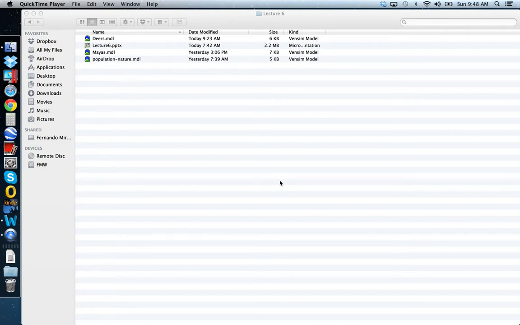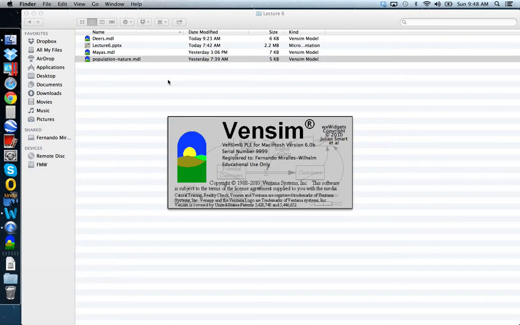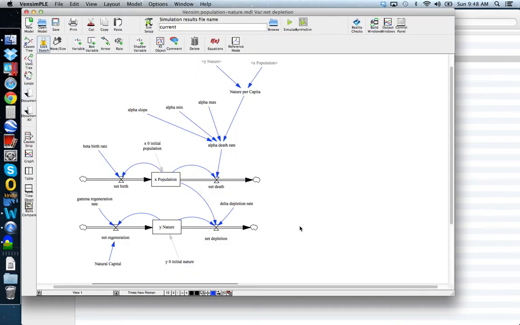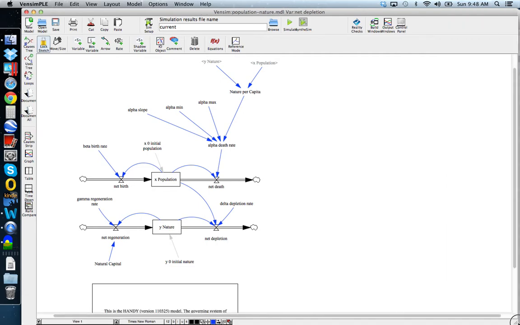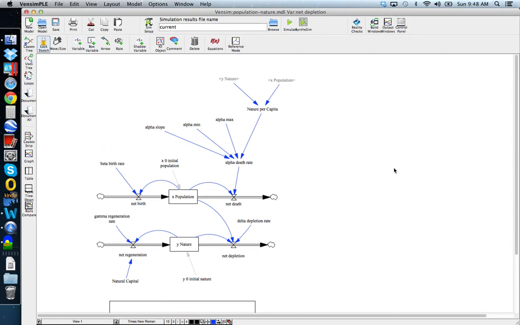Okay, so we're here back in the directory of lecture 6, and I'm going to fire up the population nature model here on Vensim, and let's see what it shows you. Okay, so as I mentioned, this is a model that we're going to be using in the future. We're going to be altering this, and this is sort of the basis for the handy model that I've mentioned on a couple of occasions that we'll fully discuss next week. But let me walk you through this model.